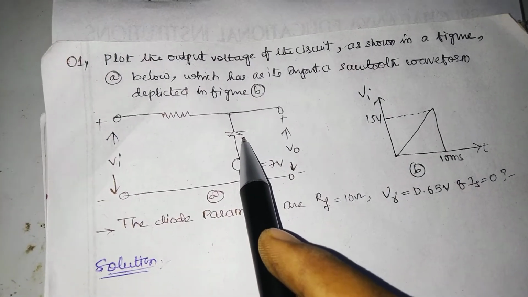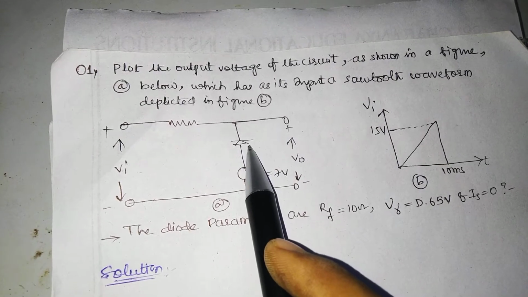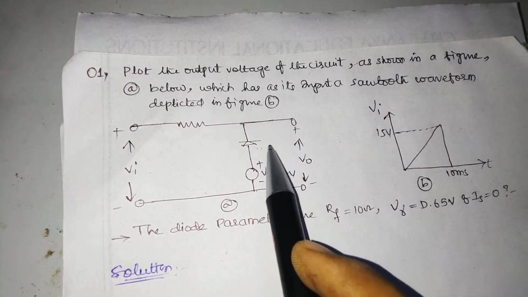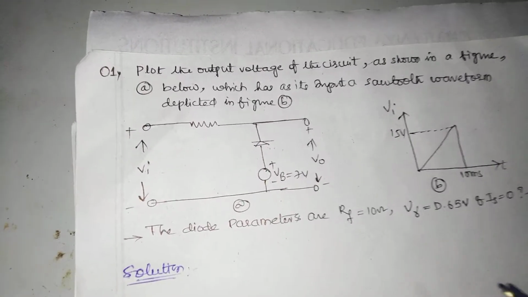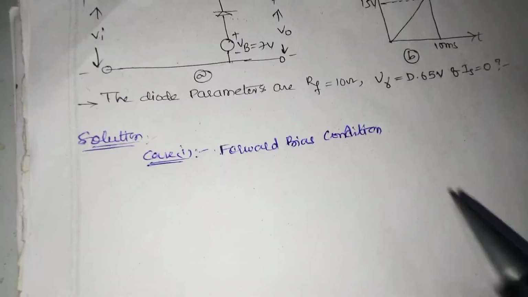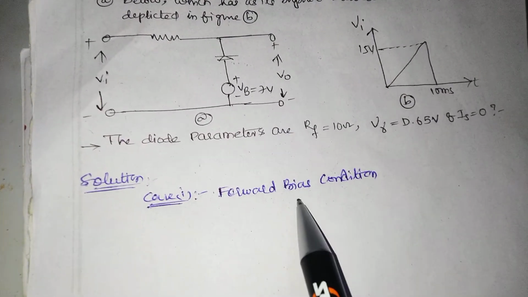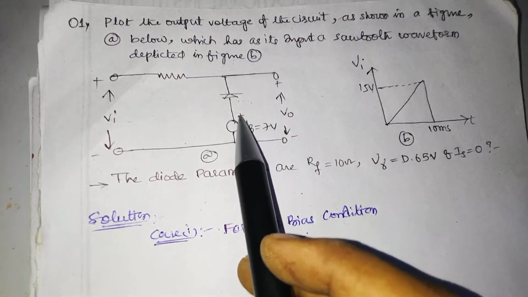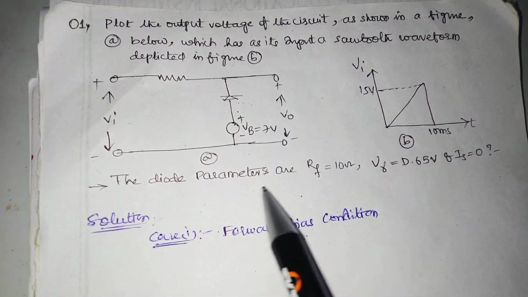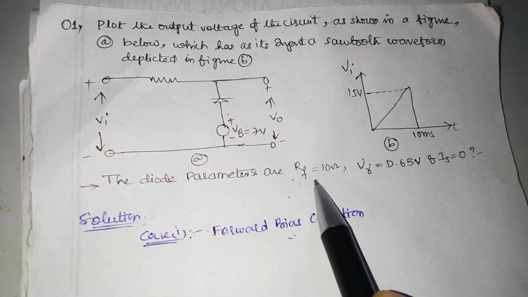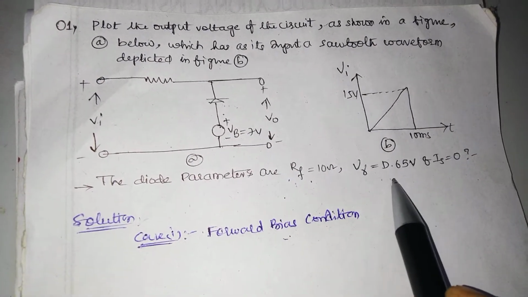a diode works in two cases: forward bias and reverse bias. So to discuss the solution, first go for case 1, forward bias. Write case 1. Initially we take forward bias. For forward bias, the diode acts as a short circuit. They gave the diode parameters: forward resistance 10 ohms and cutoff voltage 0.65 volts.